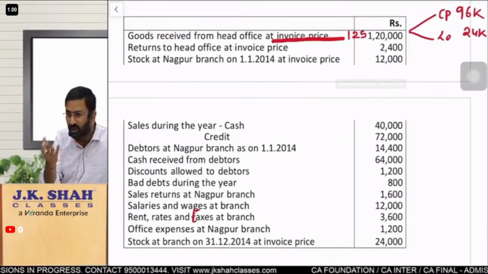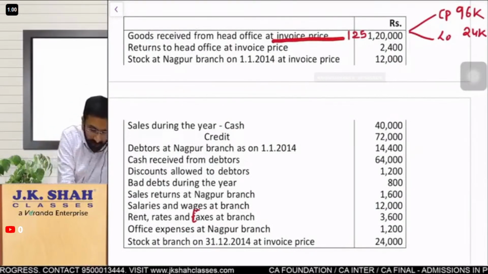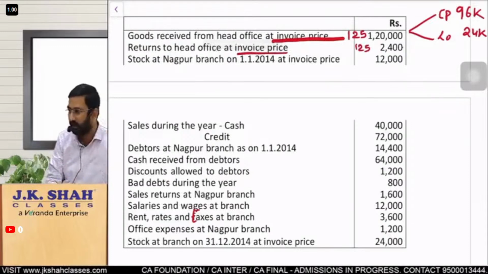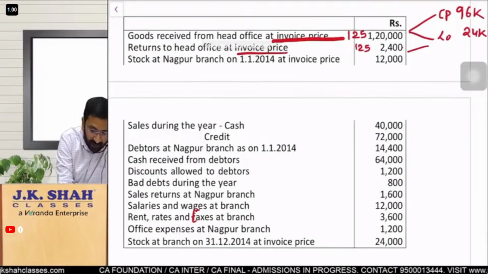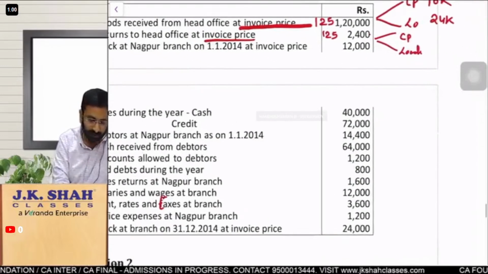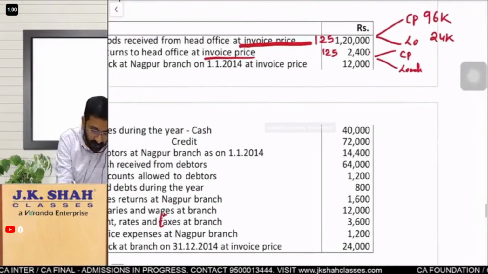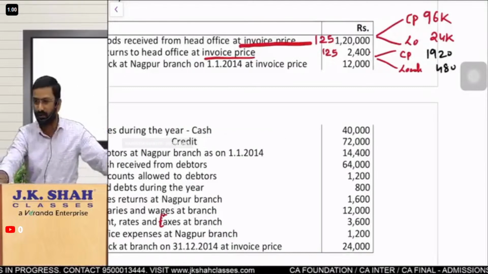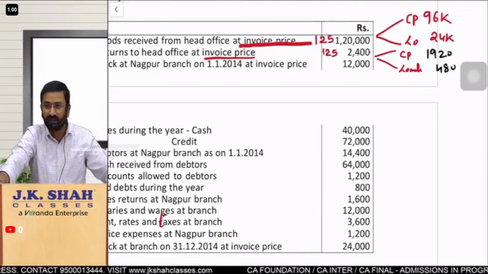Returns to the head office. Goods returned by the branch. So which price is this? Invoice. So this 2,400 is 100 value or 125 value? 125. In this, 100 value is cost, 25 value is loading. These calculations you should do. How much? 1920 is cost, 480 is loading. Keep writing the next question only. 1920 is cost of the item, 480 is loading.